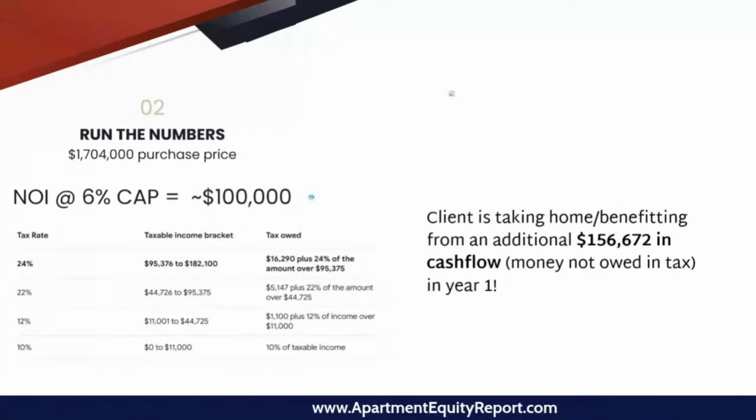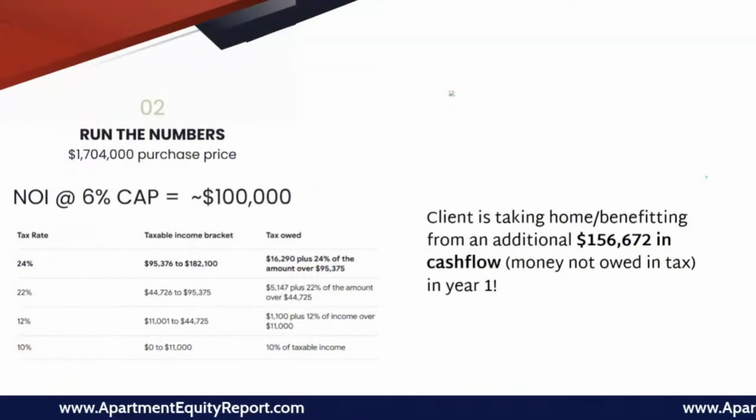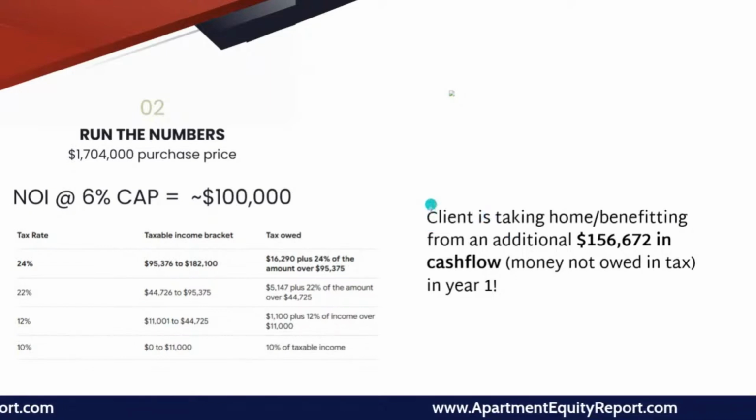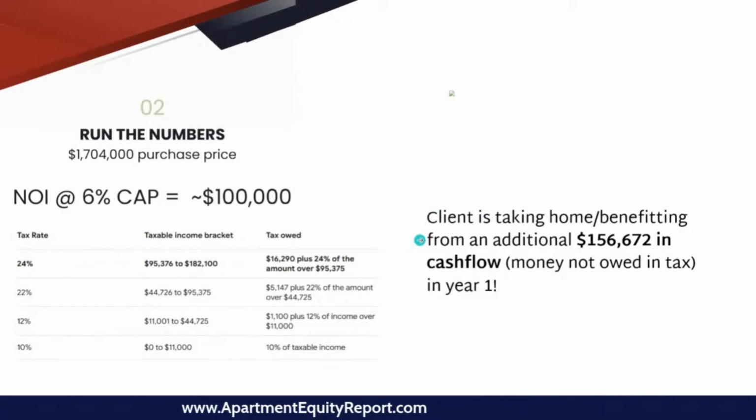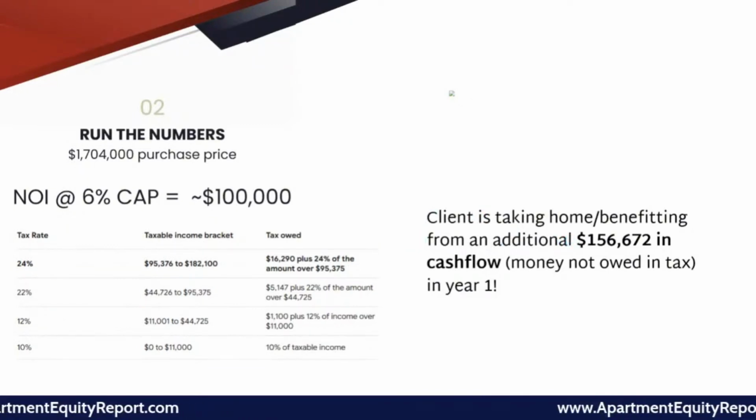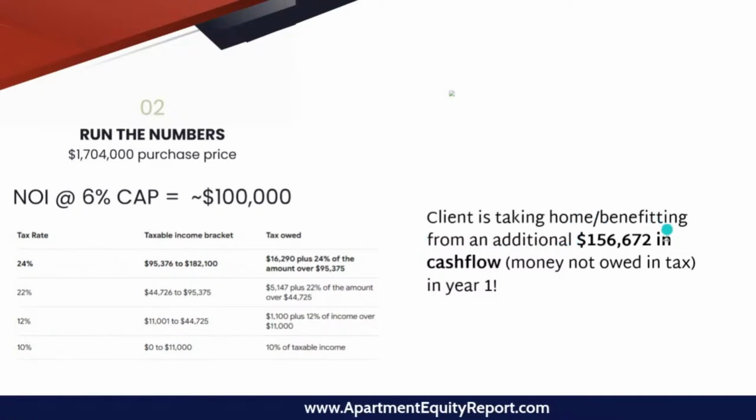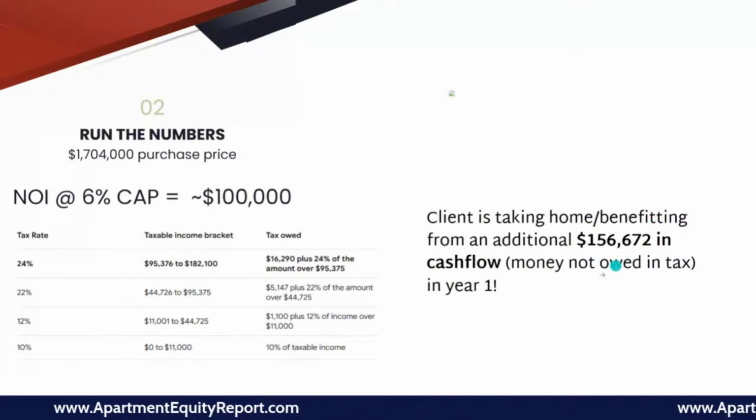However, because we did a cost segregation study, and because he gets to keep and not pay taxes on $156,000, this is an additional cash flow that he gets. He gets to keep that much extra in tax savings in year one.